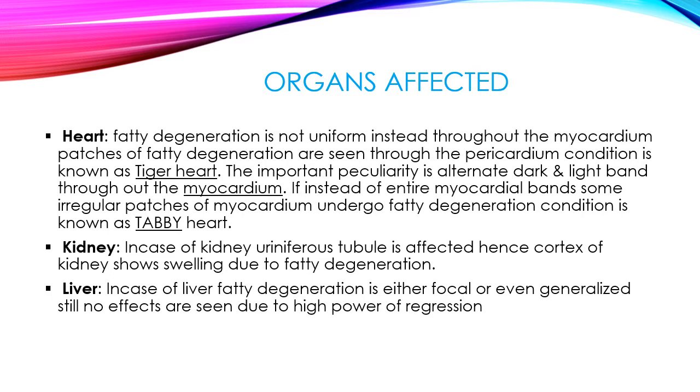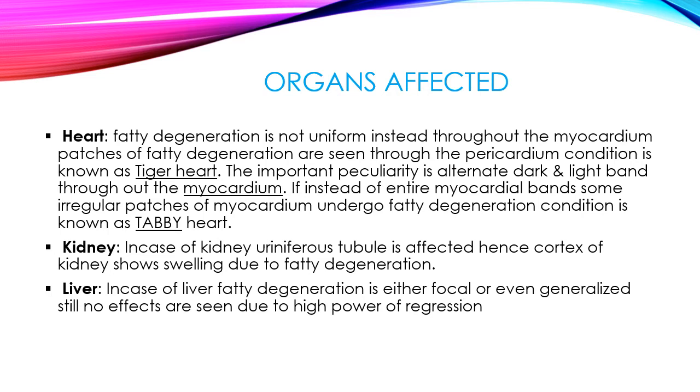This condition is known as a tiger heart, and the important peculiarity is alternate light and dark bands throughout the myocardium. Instead of myocardial bands, when some irregular patches of myocardium undergo fatty degeneration, this condition is known as a tabby heart. Tiger heart and tabby heart are the most important for the 1 mark question, so listen carefully in the lecture.